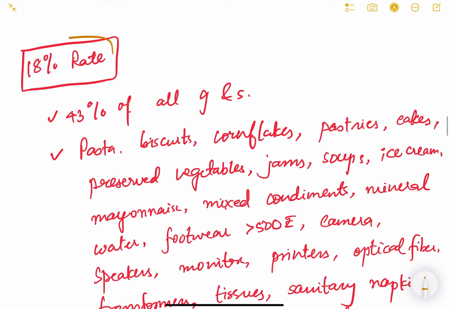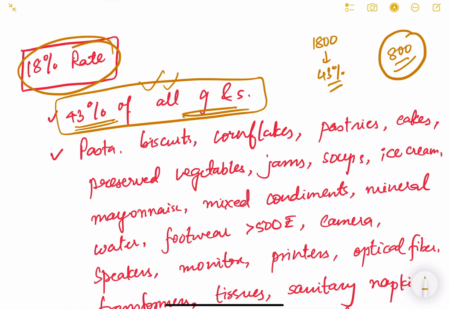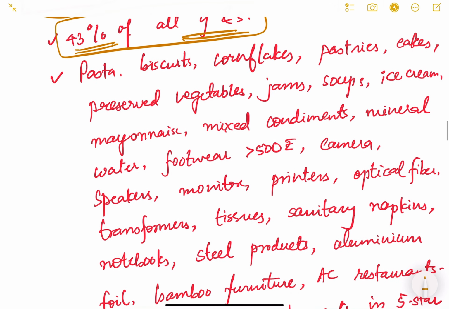Now let us look at the 18% slab rate. So it covers 43% of all goods and services. See, the maximum goods are covered in this category, 43%. So out of 1800 goods and services, 43% means about 800 goods and services are within this category. 43% of goods and services are within the 18% category. Now what are these goods and services?